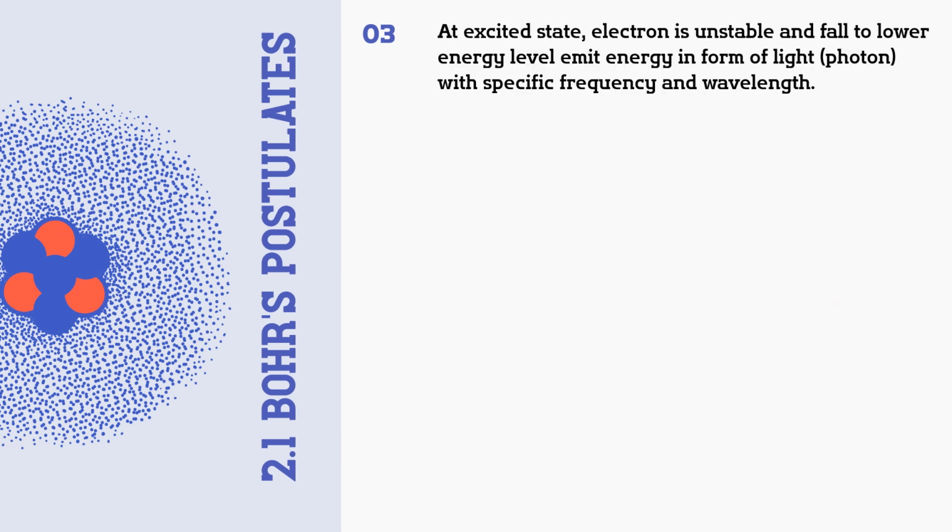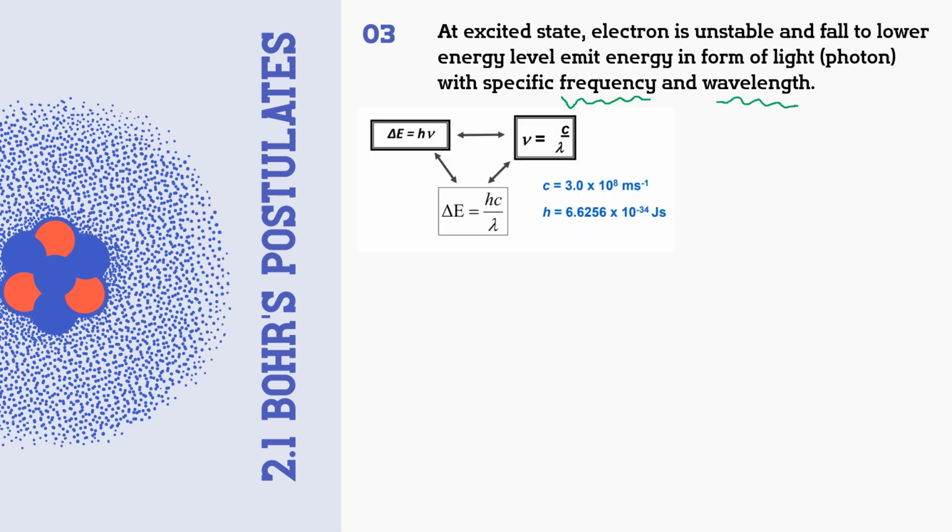Based on the third postulate, when the electron drops, it releases energy in the form of a photon with a specific frequency and wavelength. Here there are another two formulas. We consider delta E equal to h nu, where nu represents the frequency. The formula for the frequency is nu equal to c over lambda. This is the third formula that we need to know.